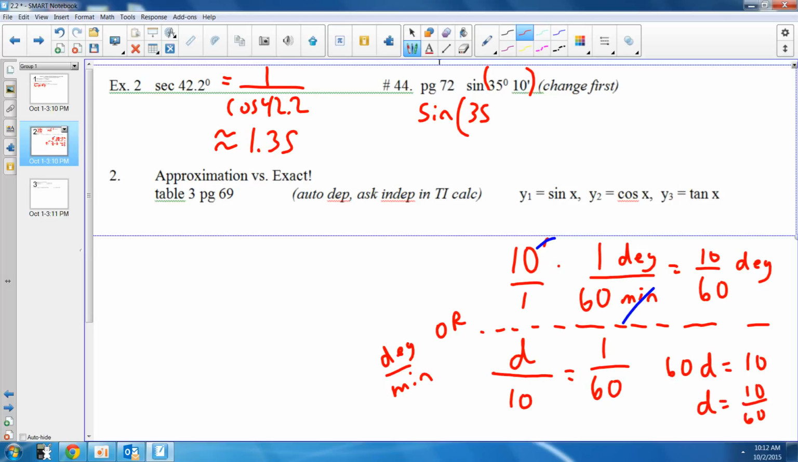So either way, the top way is easier. The bottom way may make more sense to you, but one way or another, stick with it, and now you can convert.